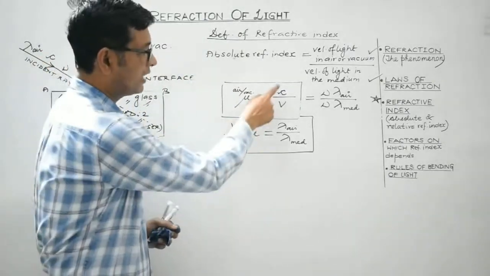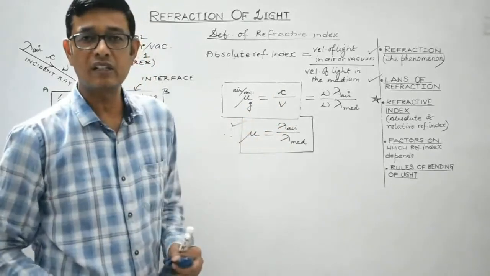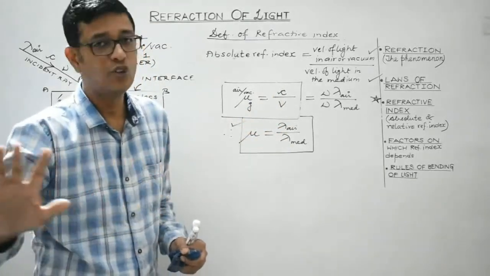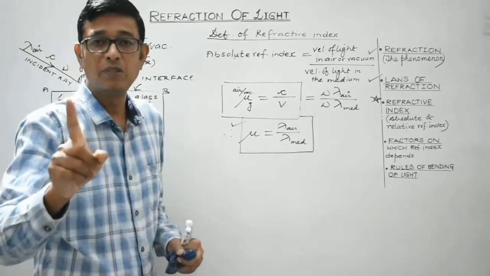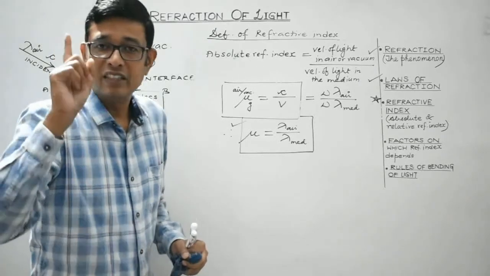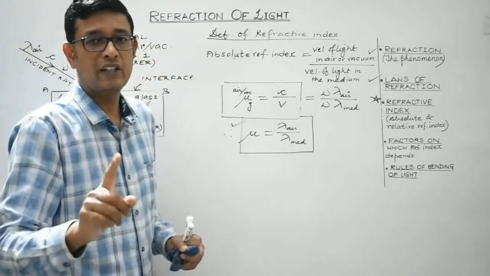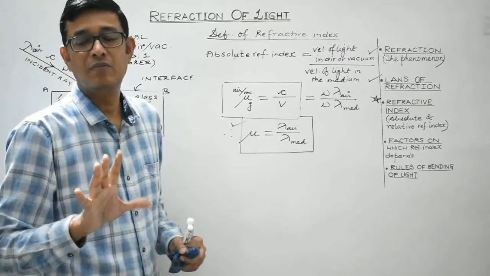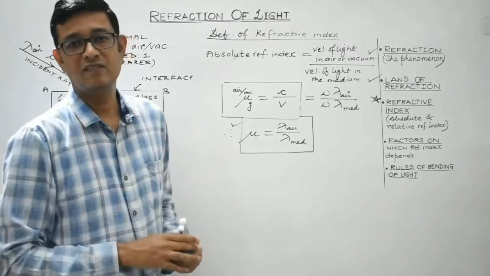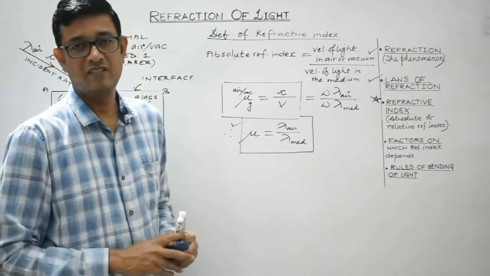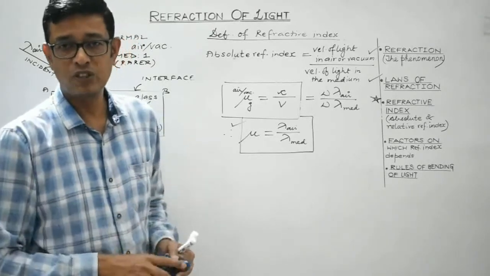And refractive index being the ratio of similar physical quantities, it will have no unit. And also remember students, the absolute refractive index of any medium must be greater than 1. It must always be greater than unity. I hope it's absolutely clear.